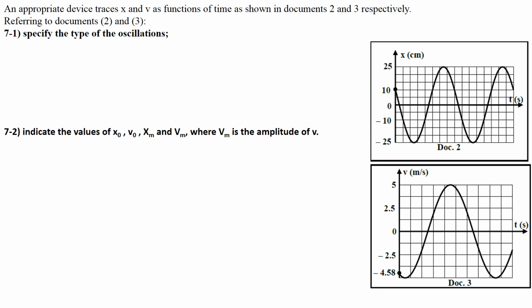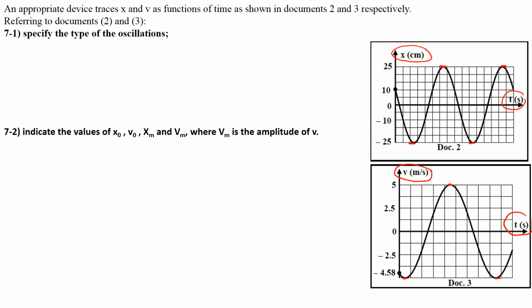An appropriate device traces x and v as functions of time as shown in documents 2 and 3 respectively. So the first document, document 2, traces x, the position versus time, and document 3 traces the velocity v versus time. Specify the type of oscillations. As you see in the second document, document 2, the position is ranging between two fixed points all the time. Or if you check the velocity, the same thing happens there. It's ranging between two limits or two fixed points all the time.